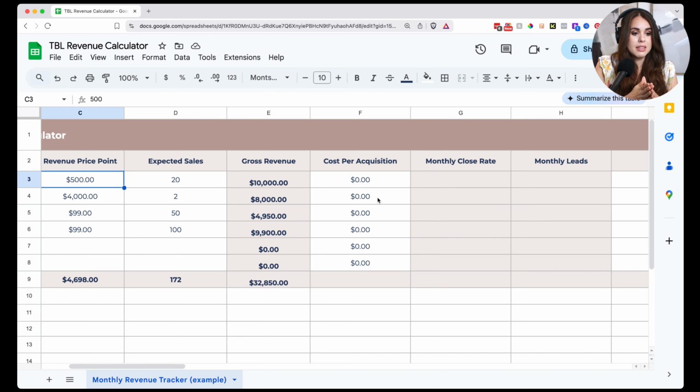If you have anything between 5 and 10%, you're doing a really, really amazing job. Anything over 10% is like mastery level. You're crushing it. You need to scale that up to the moon.